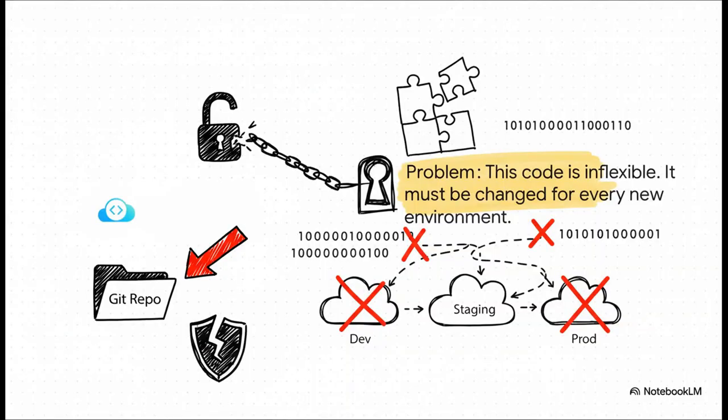Now, take a look at this. It looks pretty innocent, right? Just a host name and a port. But what happens when we need to deploy this to staging or production? We have to go in and change the code. Now, just imagine for a second that this isn't a host name, but a secret API key. The moment that gets checked into our public Git repository, we've just created a massive security breach. This tight coupling between our code and our config is a huge anti-pattern.